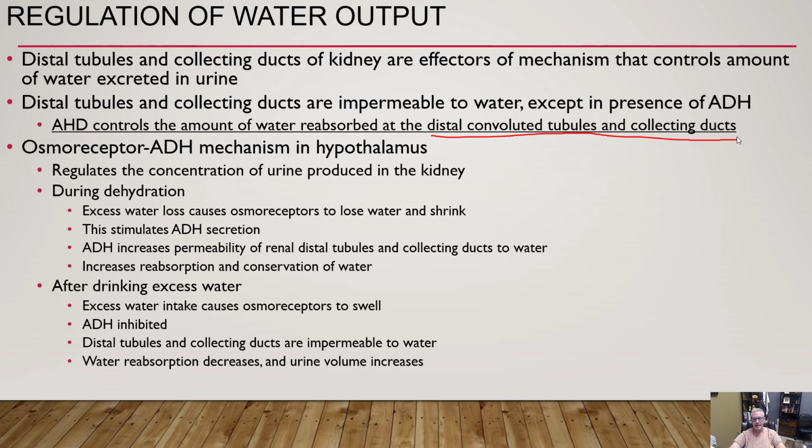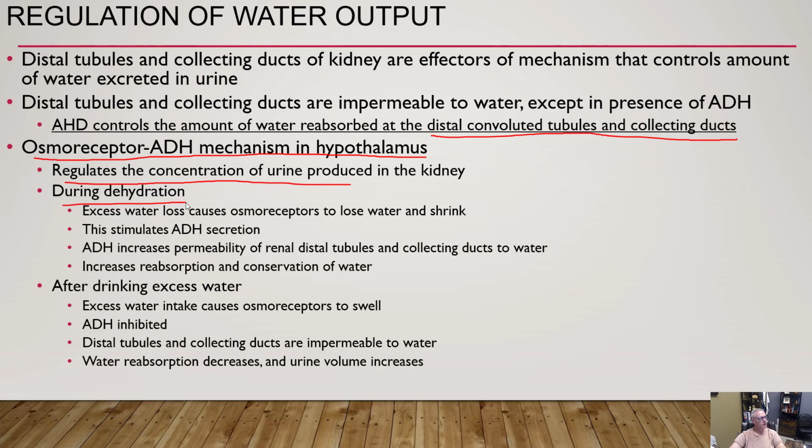And remember, ADH, anti-diuretic hormone or anti-P hormone. So if we need to hold on to water, ADH is going to work at the distal convoluted tubule and the collecting duct. So we have this osmoreceptor ADH mechanism again in the hypothalamus because it's a negative feedback loop. It's going to regulate the concentration of urine.